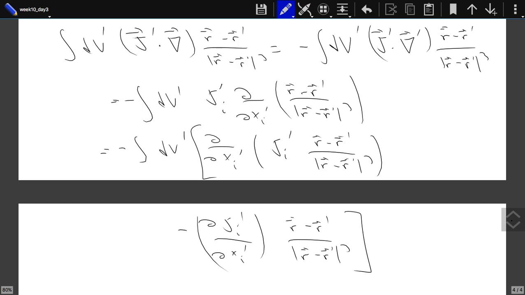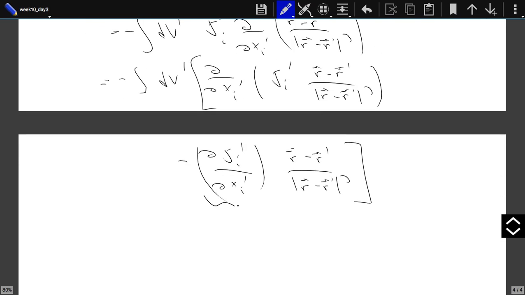But you see now, you are taking the x component of j prime, taking its derivative with respect to x, taking the y component of j prime, taking its derivative with respect to y, and then taking the z component, taking its derivative with respect to z, and summing them up. That is nothing but the divergence of j. So this factor over there is actually the divergence of j prime.